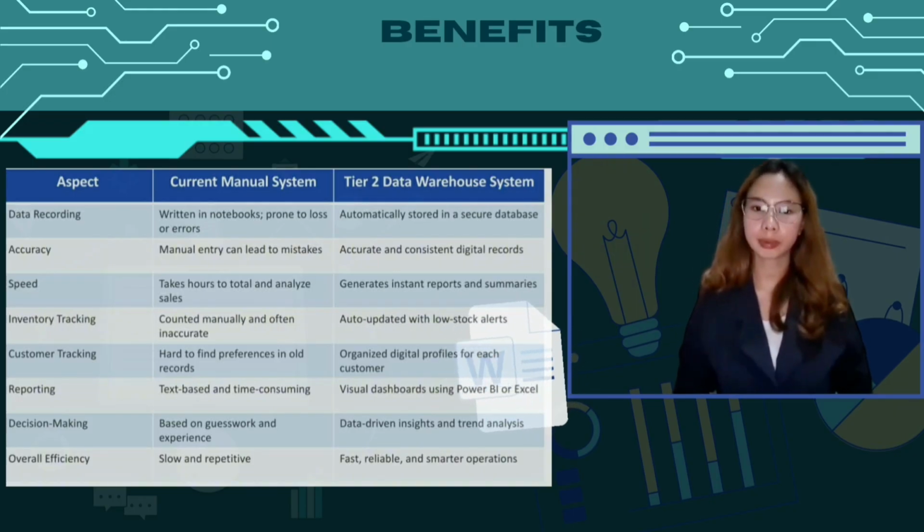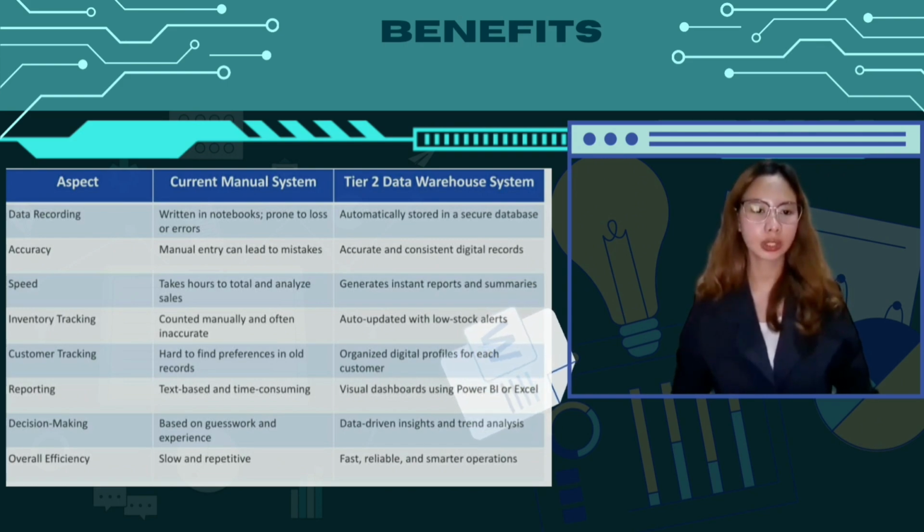To explain the next part, Tier 3, Presentation Layer, we have Miss Hazel Shawson.